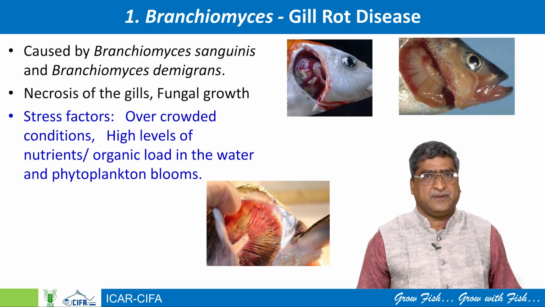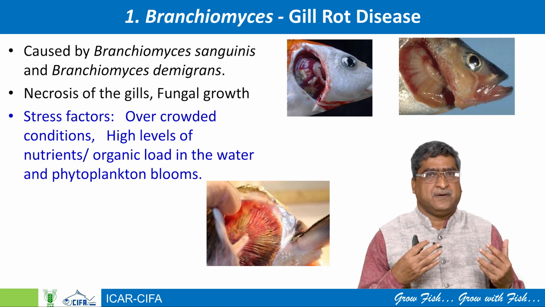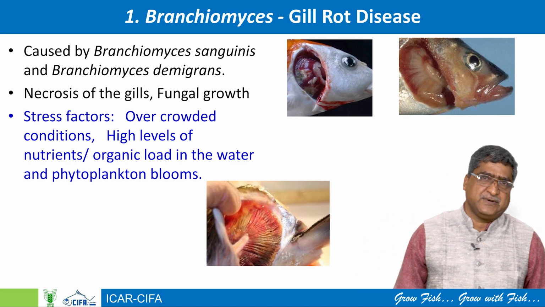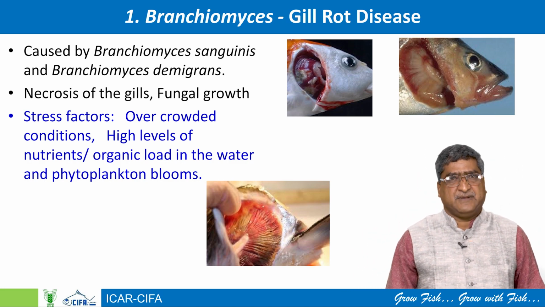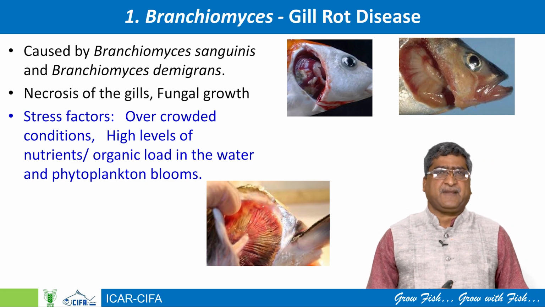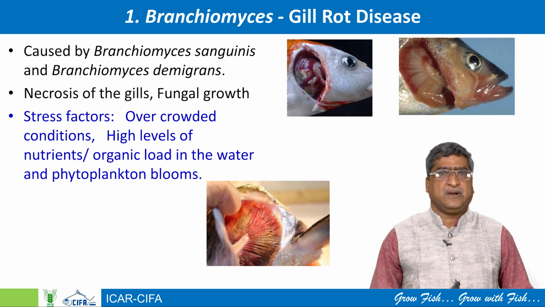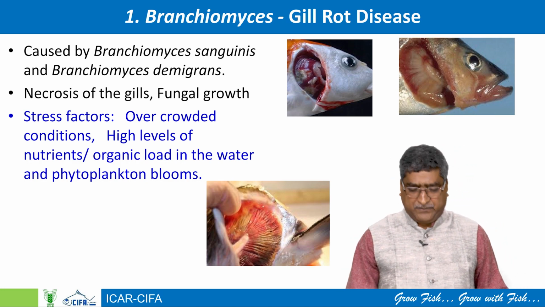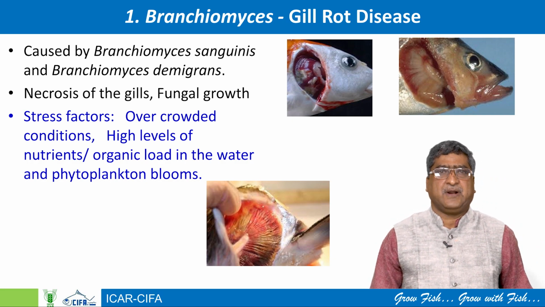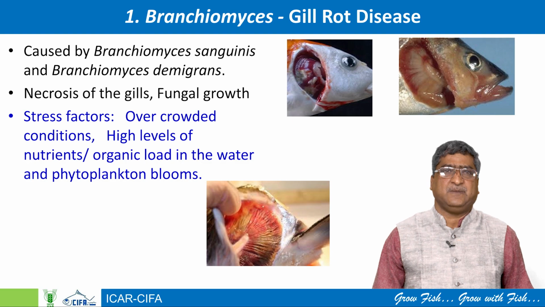The fungal growth will be there, so you'll find a lot of fungal growth on the gill tissue, and this usually happens due to poor management of the culture systems. There are overcrowded conditions, high levels of nutrients and organic load in the water, and phytoplankton bloom. So animals become stressed, and the fungus multiplies in large numbers.